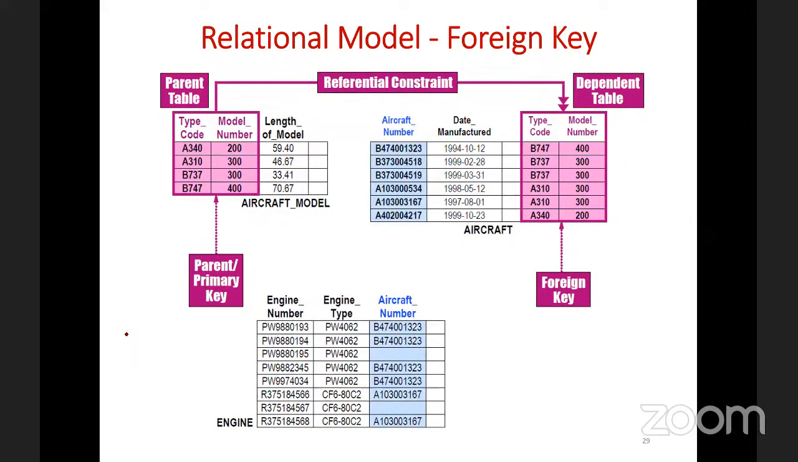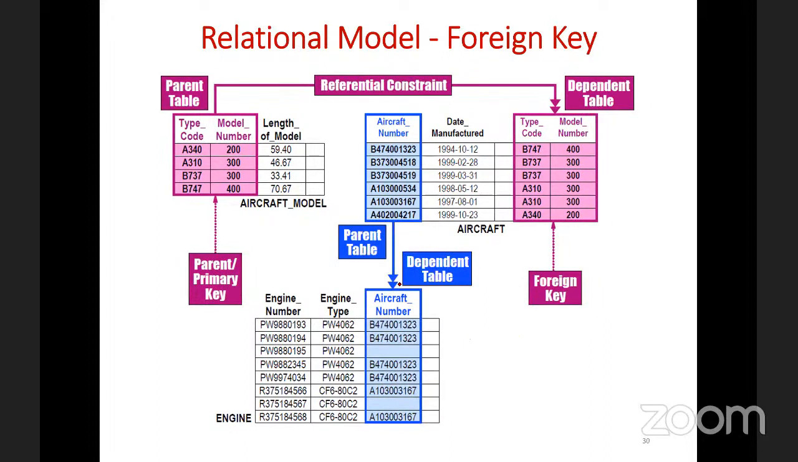Now take another example of a foreign key. Take this aircraft table and this engine table. If you look at this column, this aircraft number, and here this aircraft number. The aircraft number is the primary key in the aircraft table, so that table is the parent table. In the engine table, what is the primary key? The primary key is your engine number, right? Or let us say engine type, but aircraft number is there, and that is the foreign key.